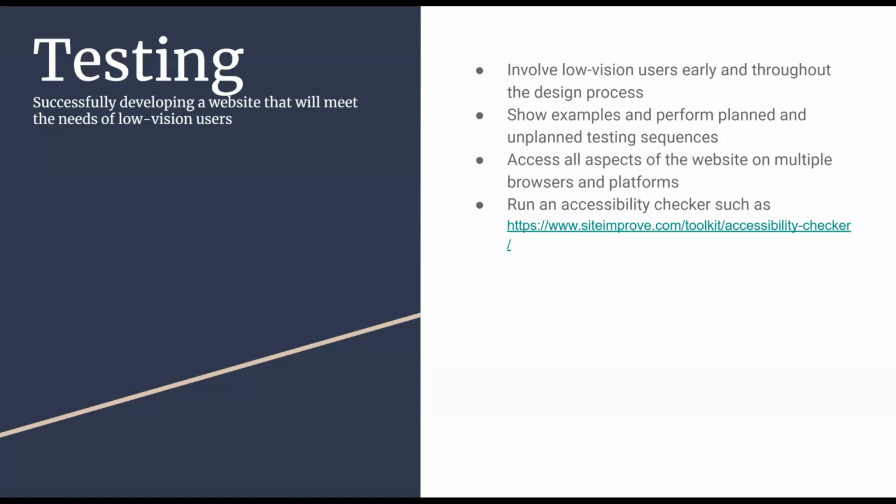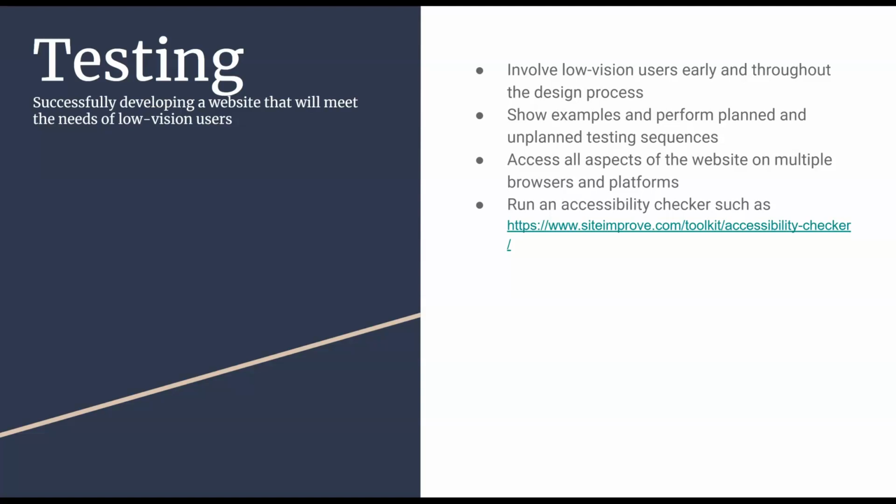Successfully developing a website that meets the needs of low vision users requires testing. So it's very important to involve low vision users early and throughout the design process. That way you're not running into issues down the line. You should show examples and perform planned and unplanned testing sequences. So maybe a script that you'd like them to follow, but also trying to use the site naturally to see what kind of issues come across.